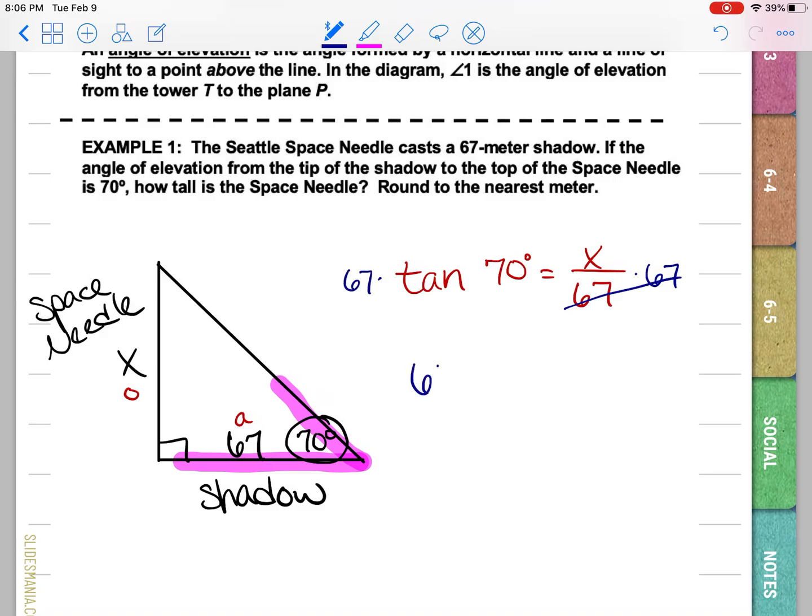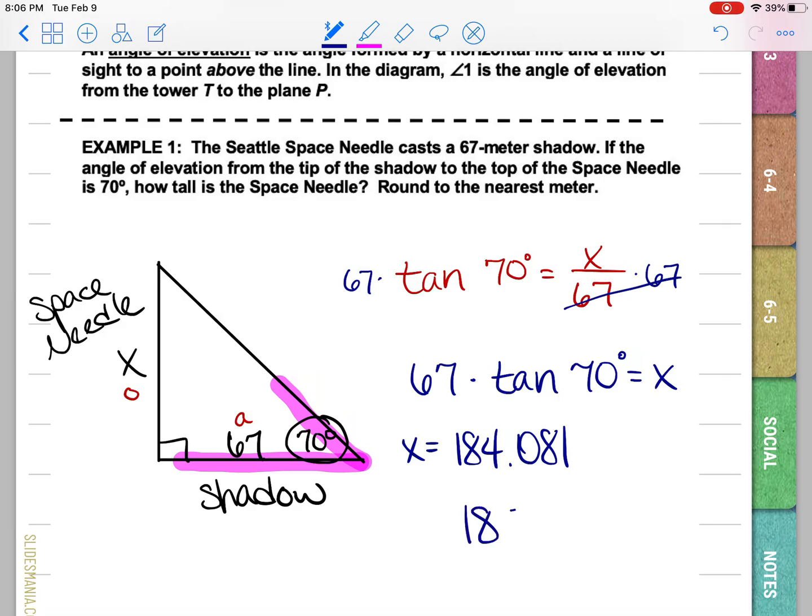So in your calculator, you would type 67 times the tangent of 70 degrees, and that's going to equal our X. And if you plug that into your calculator, you should get 184.081, but it's asking us to round to the nearest meter, so we know that it would be 184 meters. And that would be your answer. So again, nothing really changed except for them telling you that you had an angle of elevation, and you use that to label and solve for your missing side.